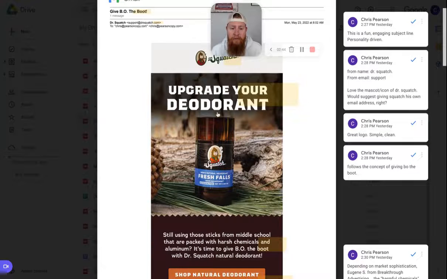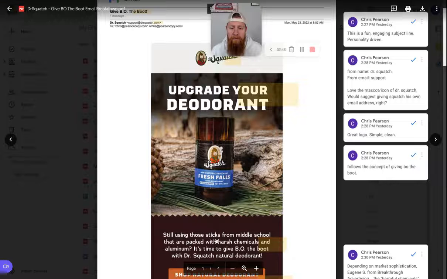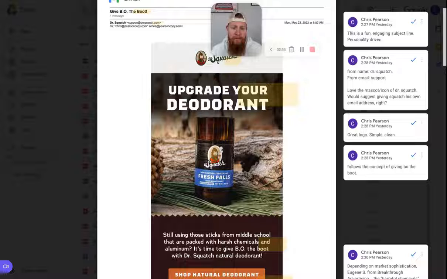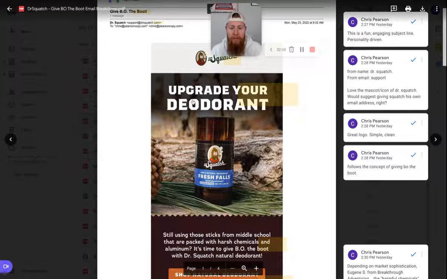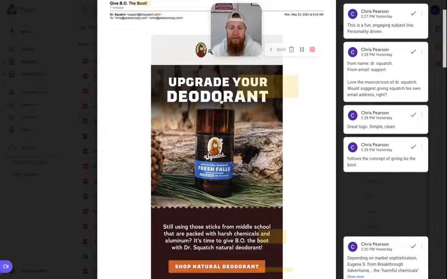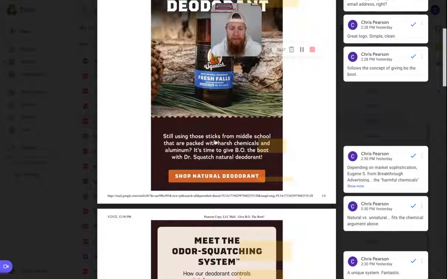They move into upgrade your deodorant. We'll get to the paragraph down here at the bottom, but they're playing on the angle in that concept, and the idea of give BO the boot, essentially upgrade your deodorant. So that is going to be the mechanism to the solution, right? If you upgrade your deodorant, that's the mechanism to the solution to give BO the boot. So that's essentially what they're doing, they're showing the mechanism up front. This is a solution. And then still using those sticks from middle school that are packed with harsh chemicals and aluminum.